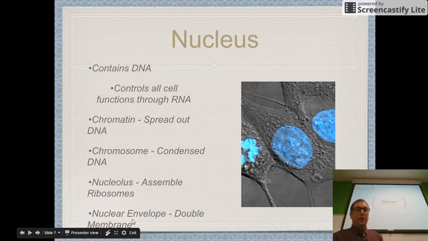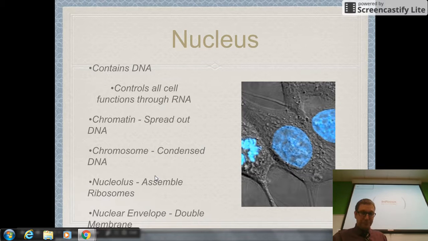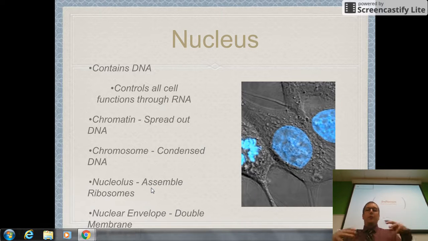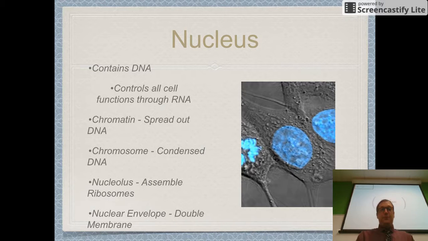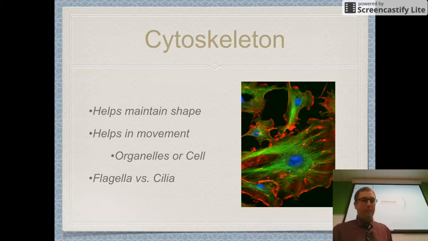Okay? Also, a couple other little things. We have a nucleolus. The nucleolus helps to assemble the ribosomes, which help to read the RNA and make the protein. And then we have nuclear envelope. The nucleus actually has two membranes, double membranes, because it's that important that it wants to protect your DNA. Because if things happen that mess up your DNA, either your cell dies or it could lead to cancer. So it's really bad. We want to protect that DNA.